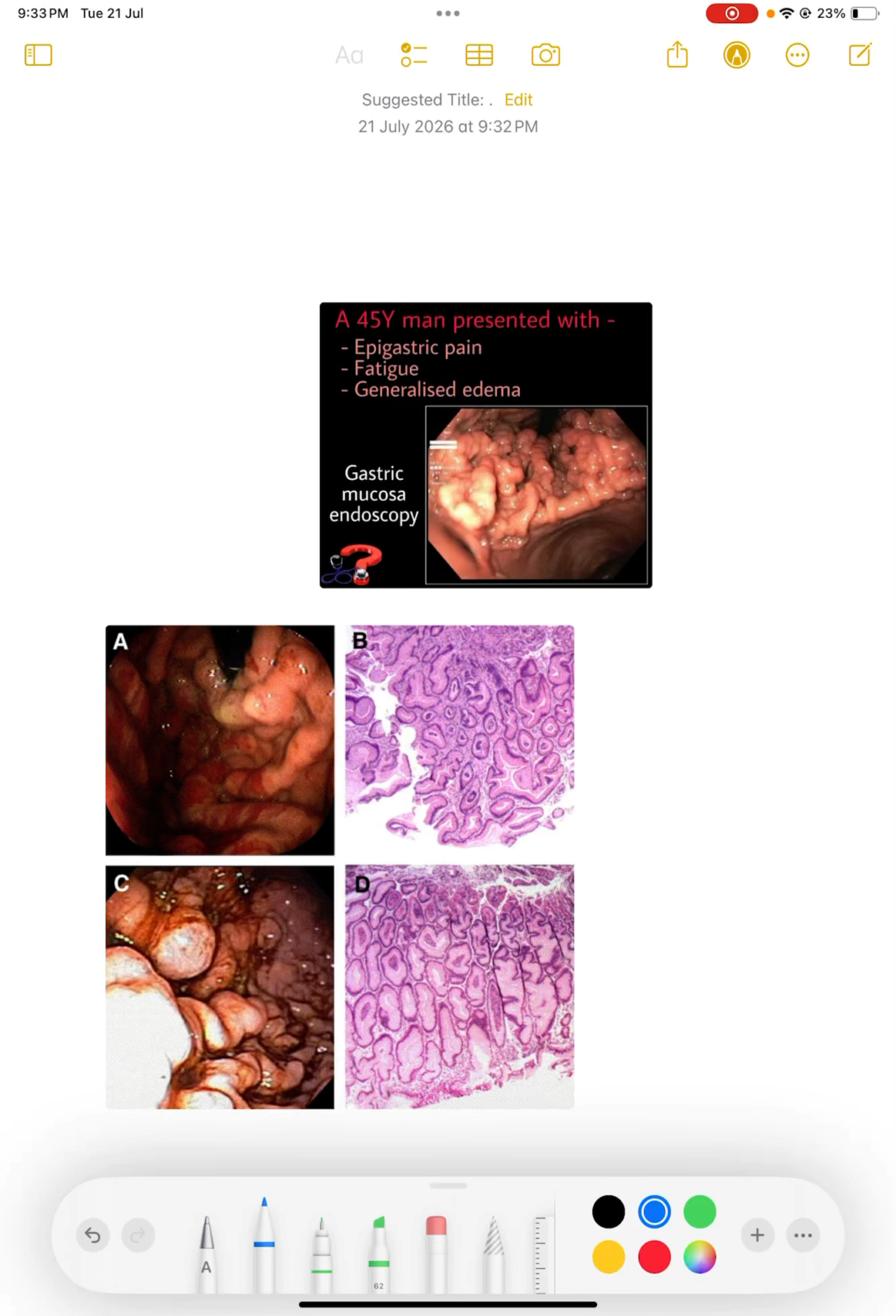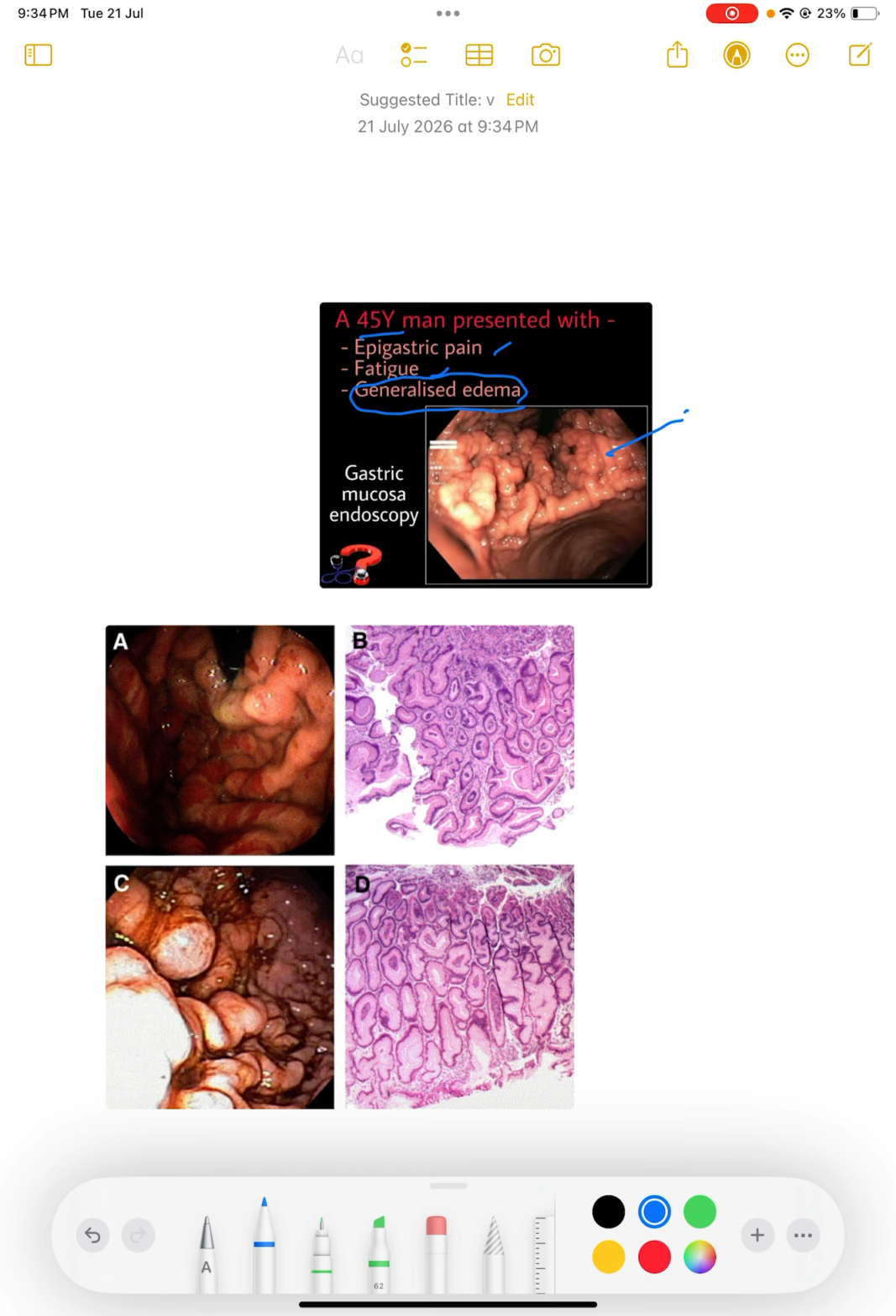So let us have a high-heel topic discussion. A 45-year-old gentleman presented with epigastric pain, fatigue, and generalized edema. You have been given pictures. The endoscopic pictures have been given, which is the important clue for your diagnosis.